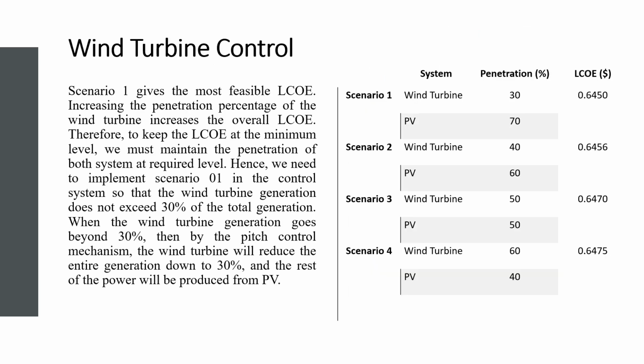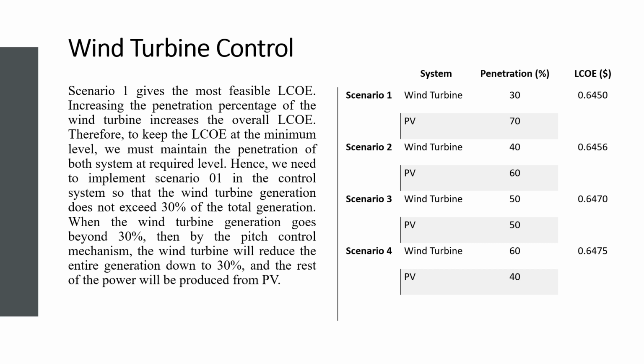So now we will talk about the control system of the wind turbine. As per this table, you can see that scenario 1 gives us the most feasible LCOE when the penetration of the wind turbine is 30% and the penetration of the PV cell is 70%. But if you increase the penetration of the wind turbine and decrease the penetration of the PV cell, the LCOE continuously increases. So we have to maintain the penetration of the system at the desired level so that the LCOE is at the minimum level.